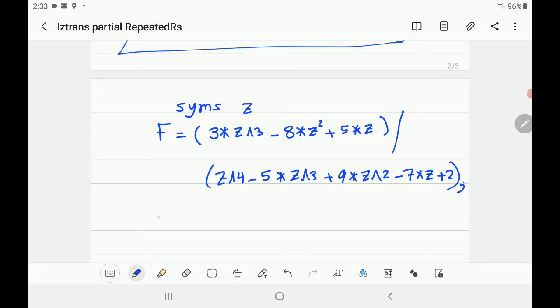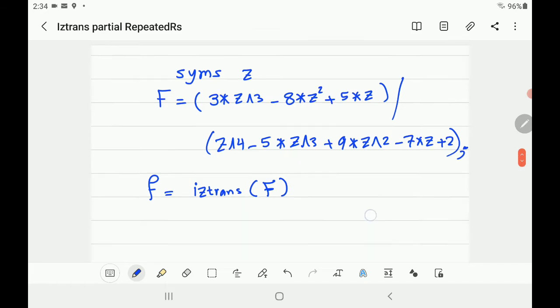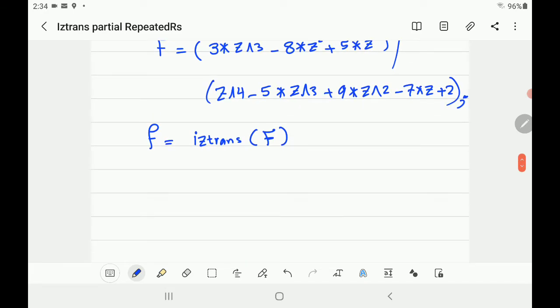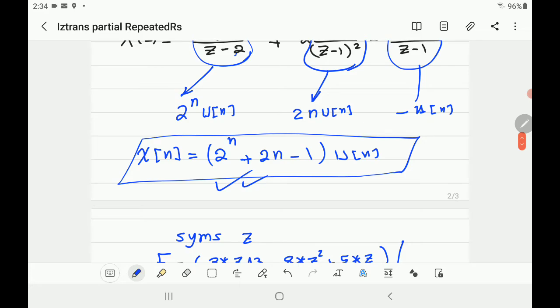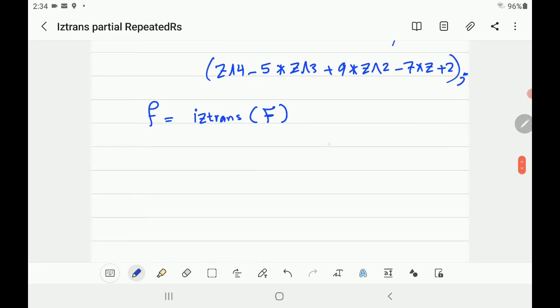That's the expression. Now we want to find f small. So f small equals iztrans, open bracket, f capital. It will take this expression. Don't put a semicolon here, because you want to print the expression. If you want, you can leave the semicolon and then print it out. You'll find you get the same expression.